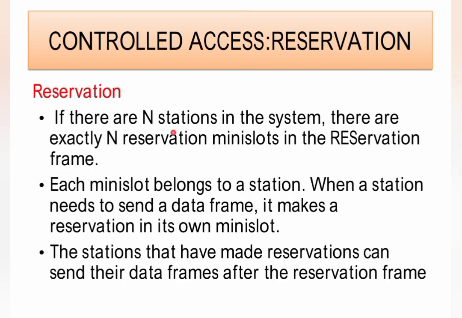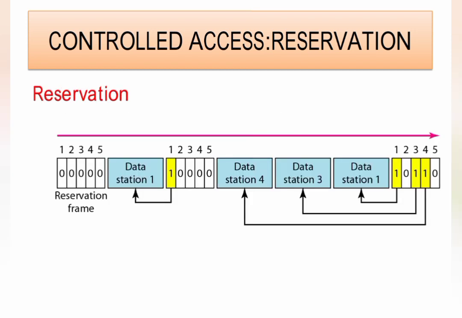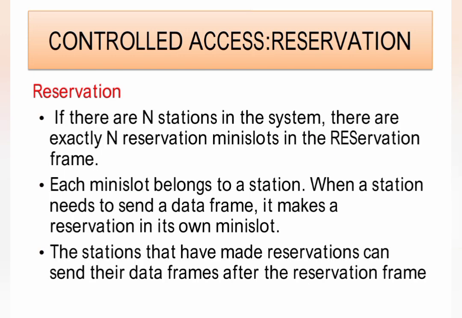If there are n stations in the system, there are exactly n reservation mini slots in the reservation frame. Here we have 5 stations in the frame, so there will be 5 mini slots available for reservation. It is similar to how we book a ticket for the train.